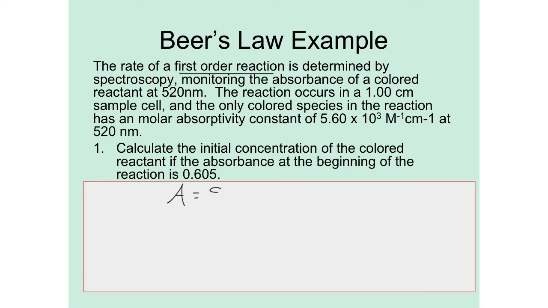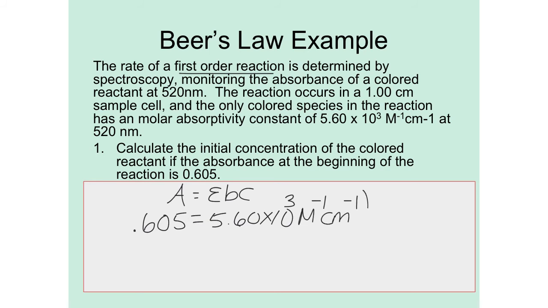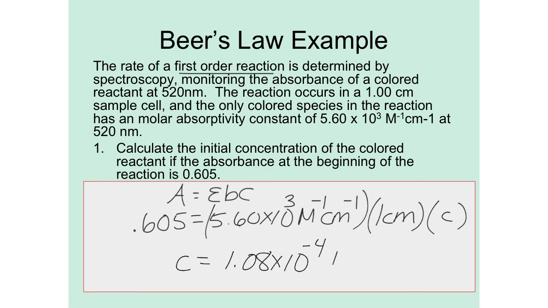So our original absorbance is 0.605. The molar absorptivity constant is 5.6 times 10 to the third per molarity per centimeter. The path length of our cuvette is 1 centimeter, and we are looking for the concentration. And once we plug that into our calculator, we get 1.08 times 10 to the negative fourth for my original molarity.